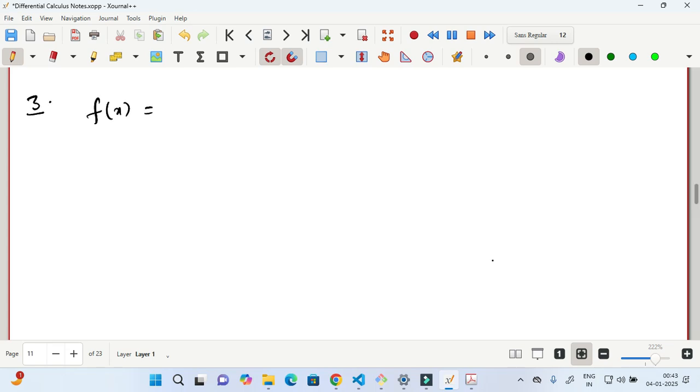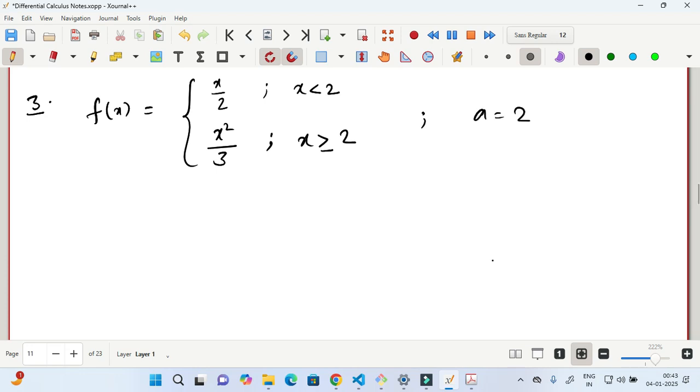f of x is equals to x by 2 if x is less than 2, x square by 3 if x is greater than 2. At a is equals to 2 we have to find the limit.